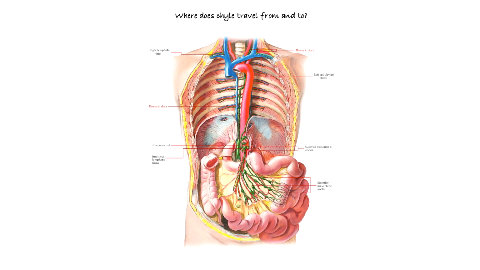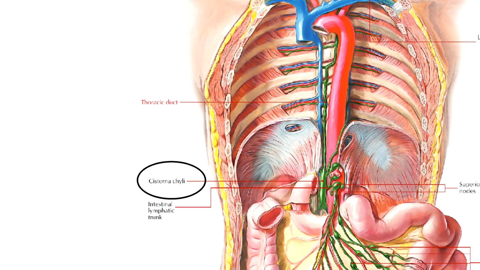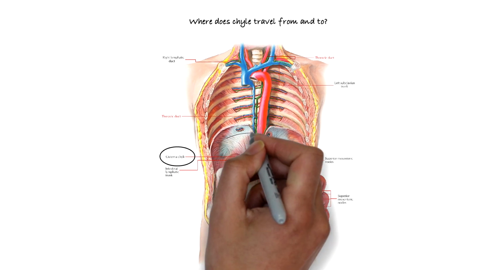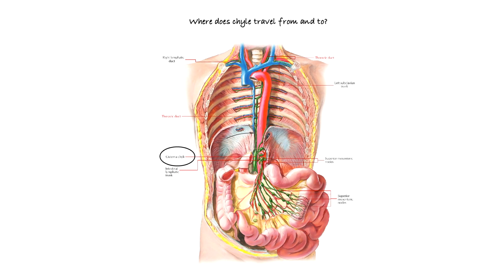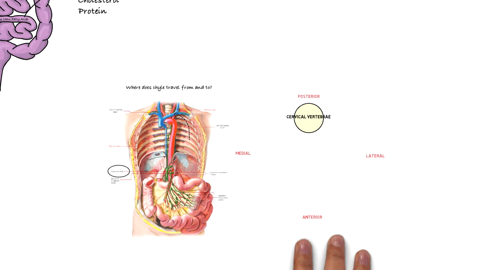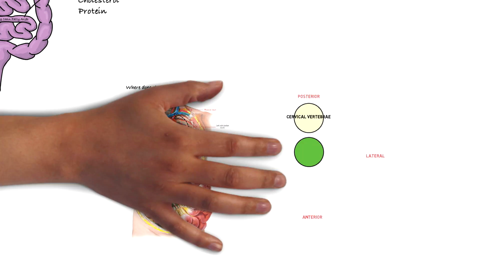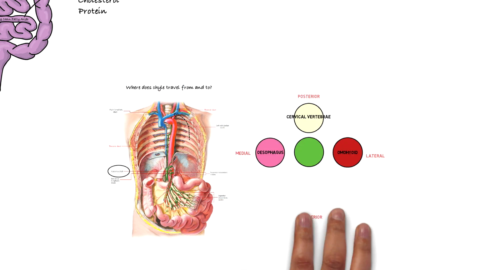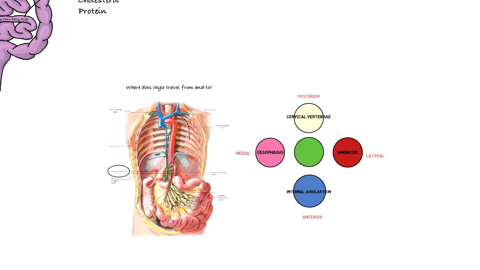Chyle collects in an area called the cisterna chyli, which is found at the level of the second lumbar vertebra. It then travels through a duct vertically alongside the lumbar vertebra, entering the thorax along with the aorta at the aortic hiatus. It usually emerges at the root of the neck, on the left-hand side, lateral to the esophagus, medial to the omohyoid, and behind the internal jugular vein.